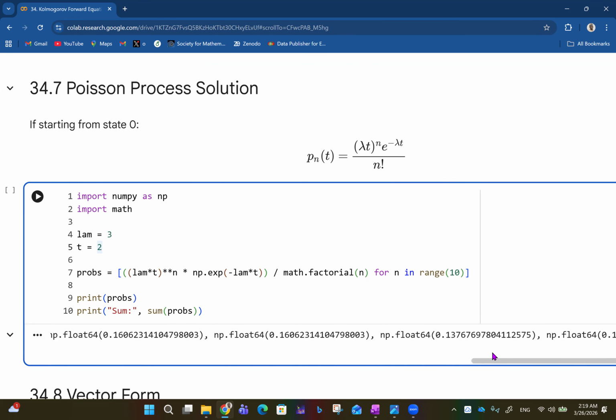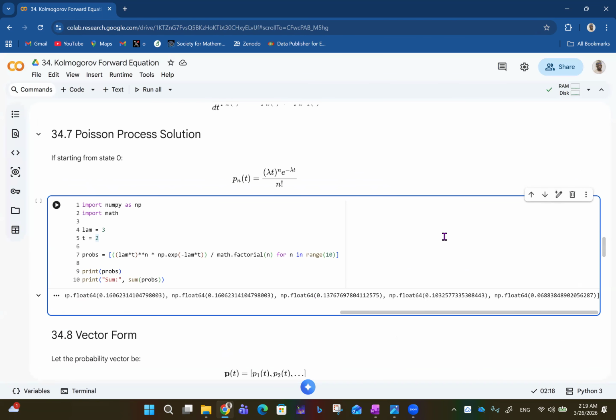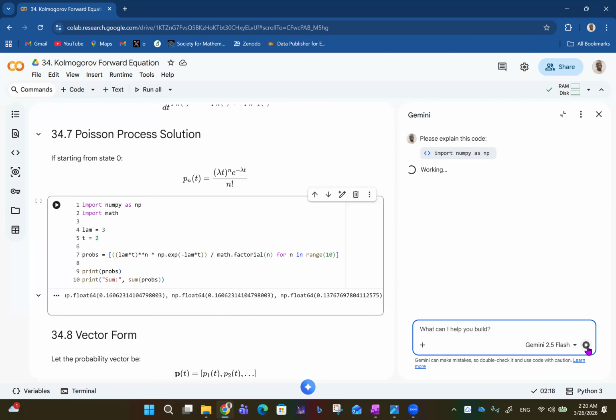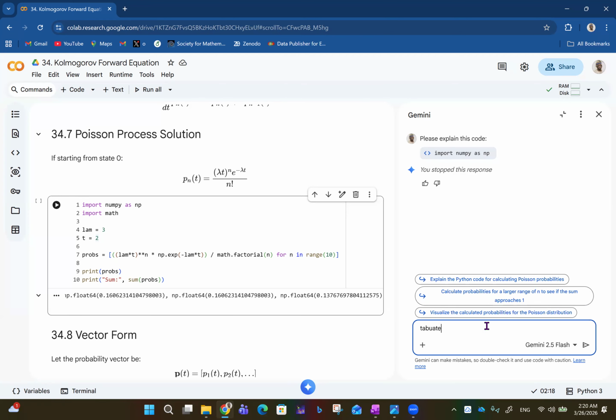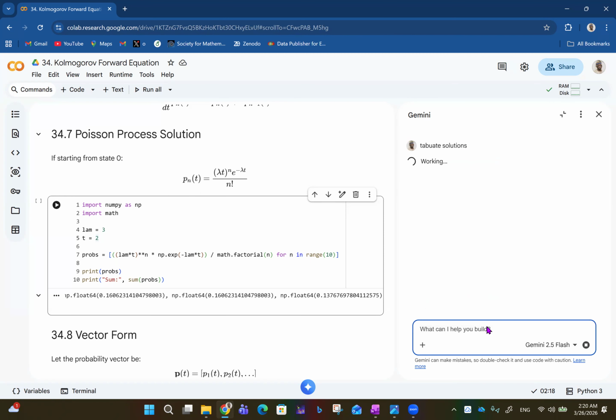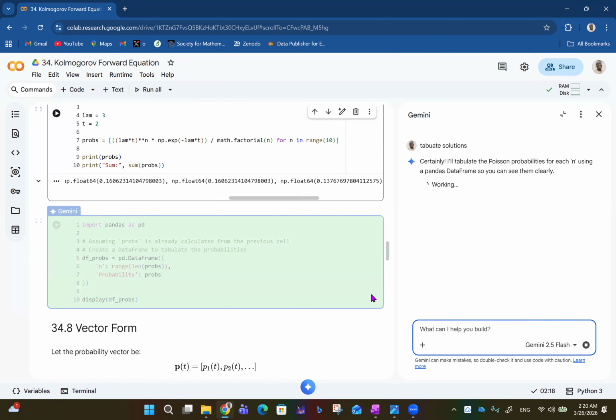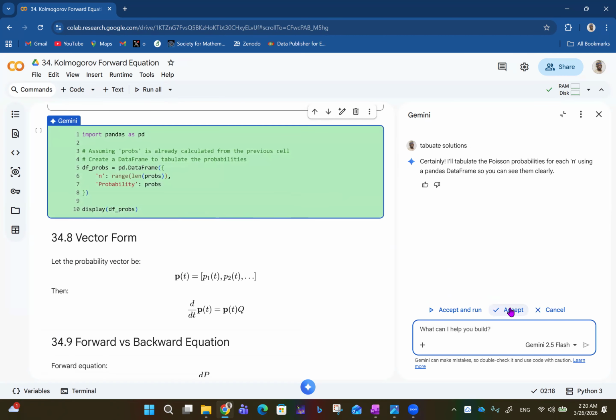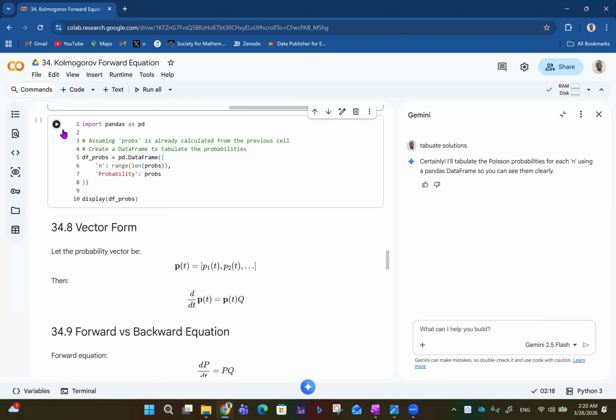Okay. In fact, I may want to tabulate this so it can be clearer. So I want this to be tabulated. Tabulate solutions. And then we have that right there. I want the solutions tabulated instead of just spreading out like this. Yeah. So I think this works out properly now.